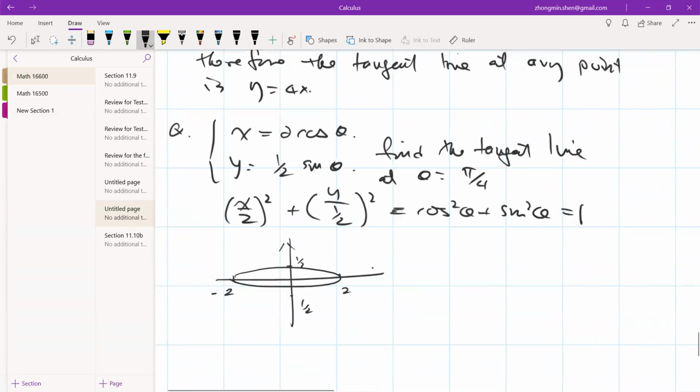So pi over 4 is here. When y is 0, I get x equals plus or minus 2. When x is 0, y is plus or minus 1/2, so it has negative slope. For this particular problem, it has negative slope.